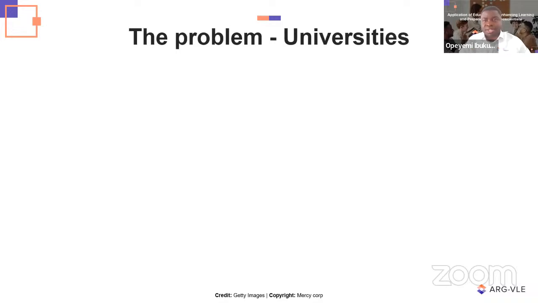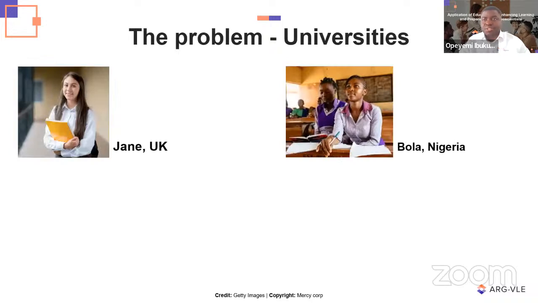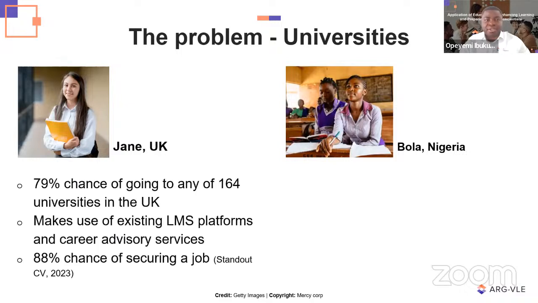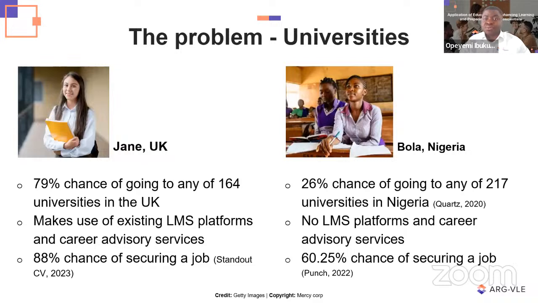But if we focus that problem on our universities, I just want to do a comparison, and I think it's important so that we can know where we are. We have two people. I'm pro girl education, so pardon me if I'm using female, but at least there's a male at the far left of the picture. One is based in the UK and the other, Bola, in Nigeria. The one in the UK has a 79% chance of going to any of the 164 universities. She makes use of learning management system platforms and career advisory services. After that, she has an 88% chance of securing a job in 6 months. In Nigeria, Bola has a 26% chance.